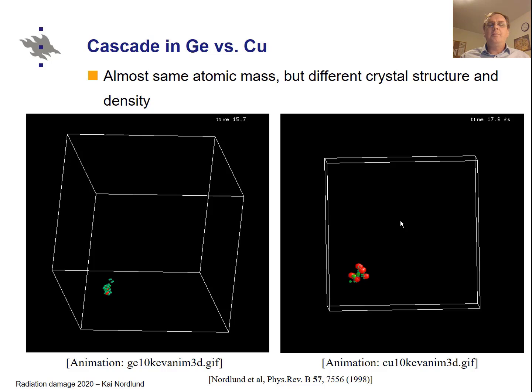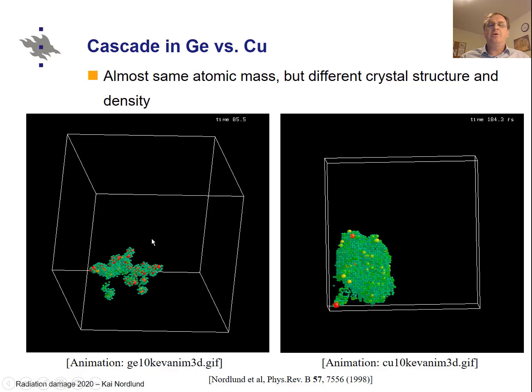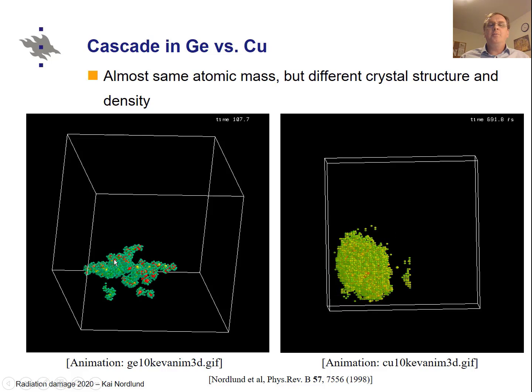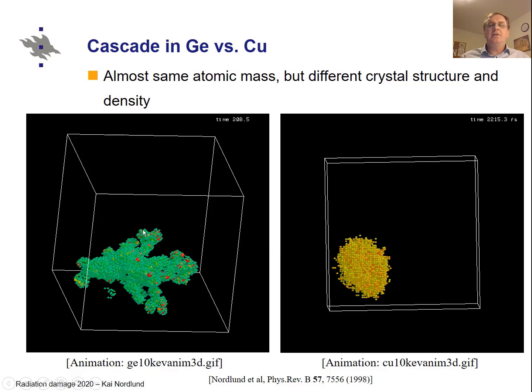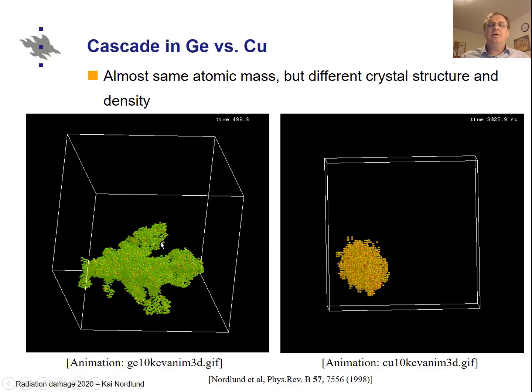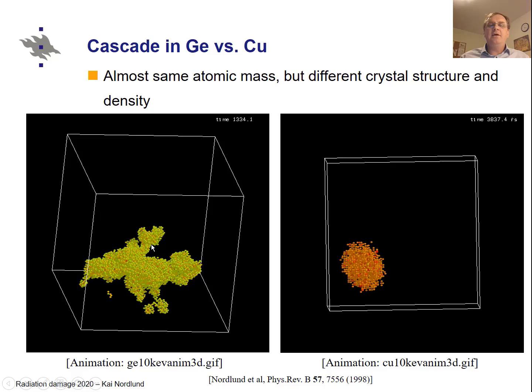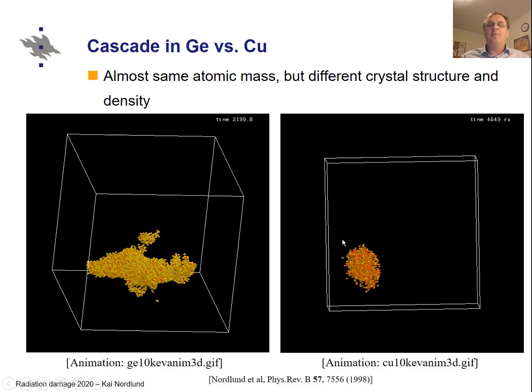And then a similar comparison, germanium and copper. Here germanium and copper have almost identical masses but different crystal structures, so this illustrates that also the crystal structure matters. Germanium has a much more open crystal structure than copper. You see that the germanium cascade is denser than silicon but clearly less dense than copper, which had a pretty much exactly spherical spike.